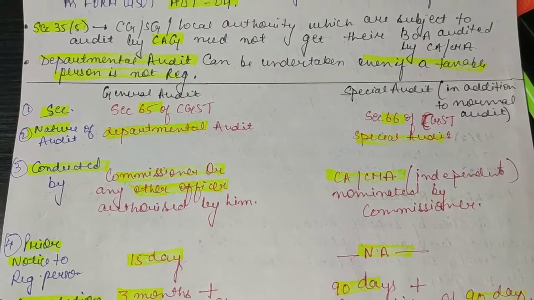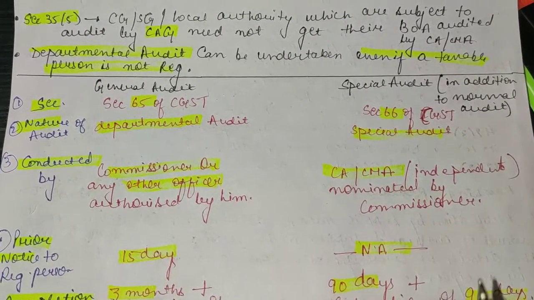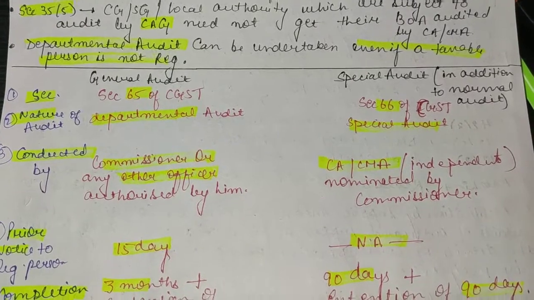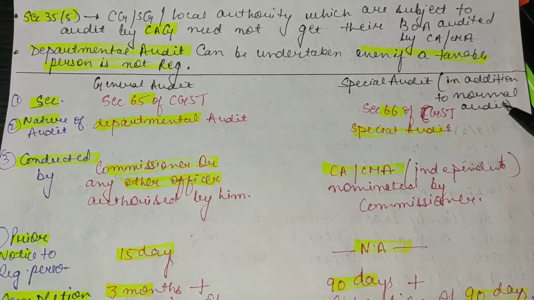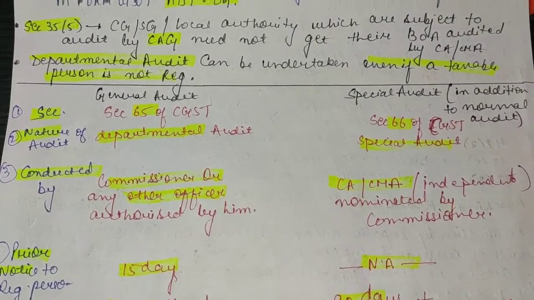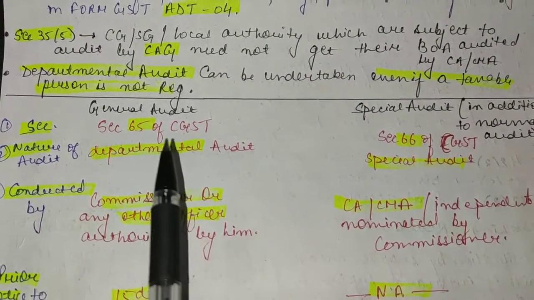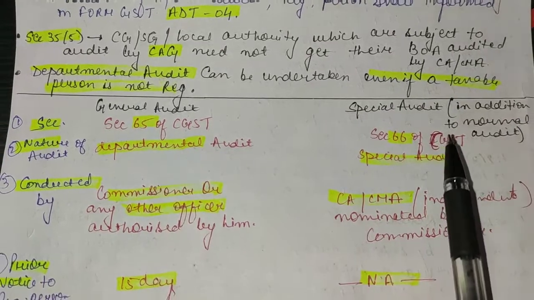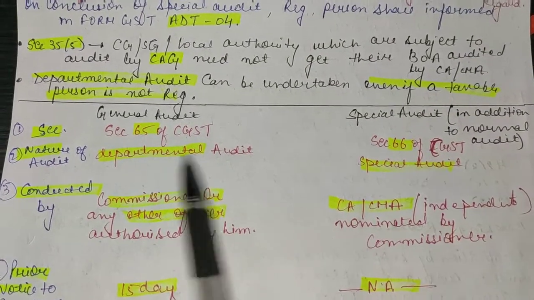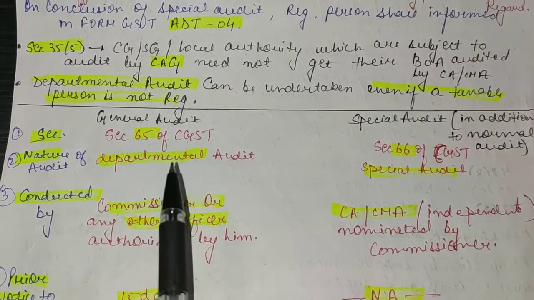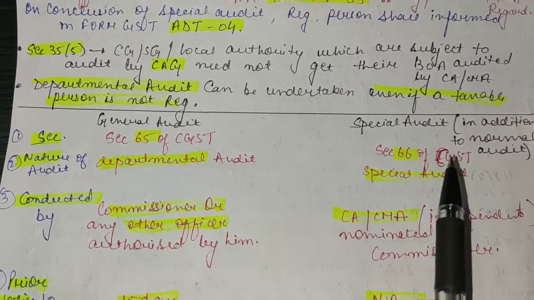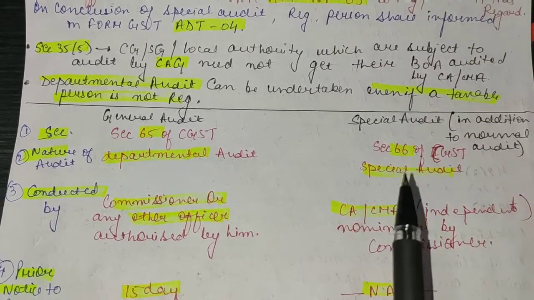audit. So general audit is always there, and special audit is in addition to the general audit, okay? In addition to normal audit, special audit happens. So the first difference is of section. The general audit has section 65, special audit has section number 66. Now nature of audit. General audit means departmental audit and special audit means special audit.